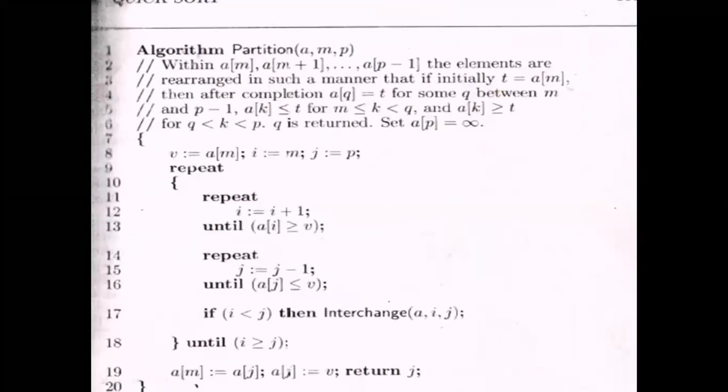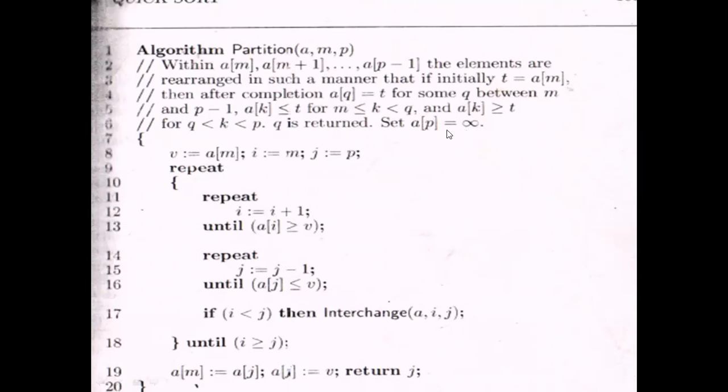In the quicksort algorithm, we are using the partition algorithm. In the next slide you will read the partition algorithm. By using the partition algorithm, the array is divided into two subarrays by interchanging of elements. First we consider A of n plus 1 as infinity.